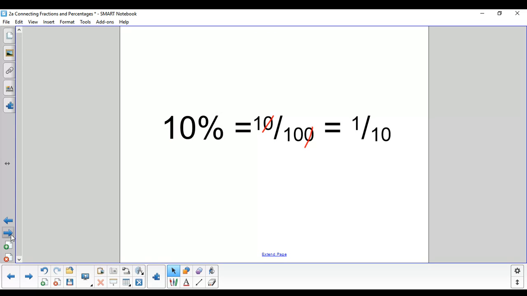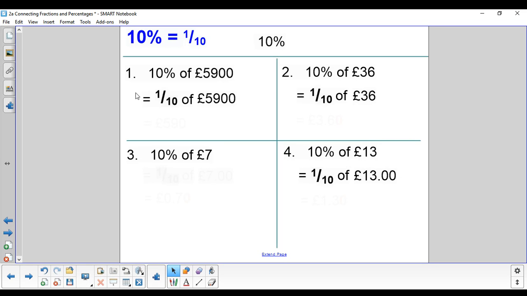10% is a tenth. You don't necessarily have to write it as divide by 10. You could write it as a tenth, and you know from the last lesson that when you divide by 10, you can consider the zeros and get 590. What happens when you don't have a 0? You have to divide and it decreases in size.